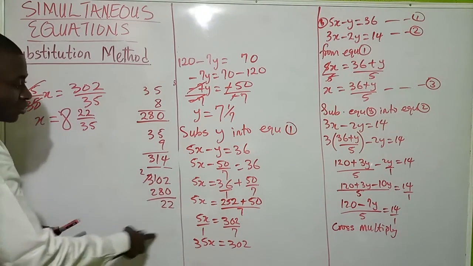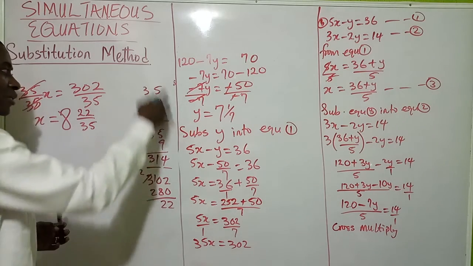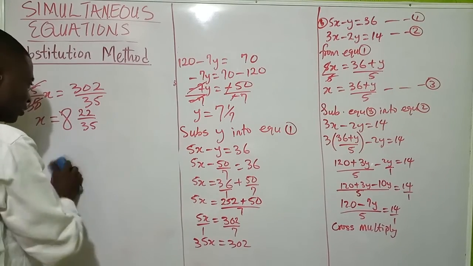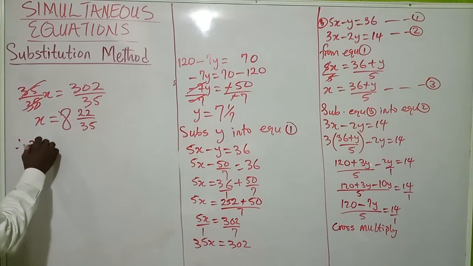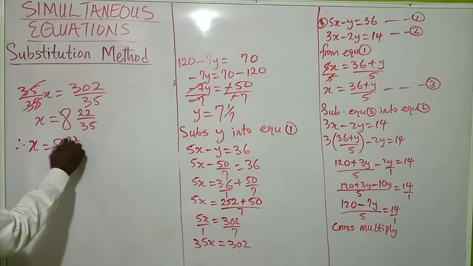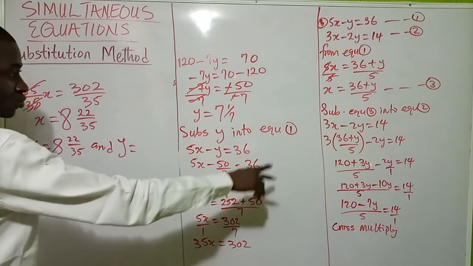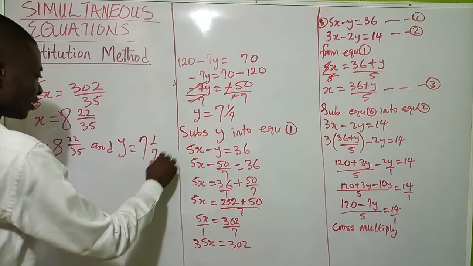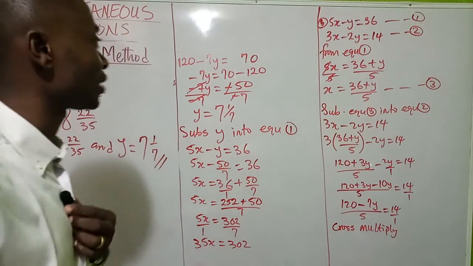Please, all that I've done here is just to remind us of what we need to do: your multiplication, your division. It's very important you know all this. So that is the value of x. So you can now conclude. Therefore, x is equal to 8 whole number 22 over 35, and y is equal to 7 whole number 1 over 7, and that is our answer. So that is it, not difficult at all.